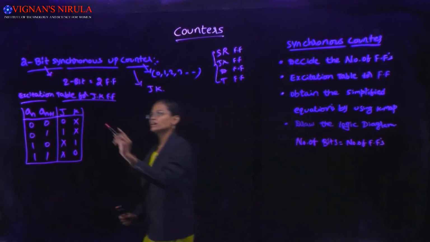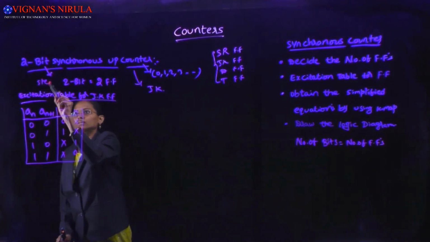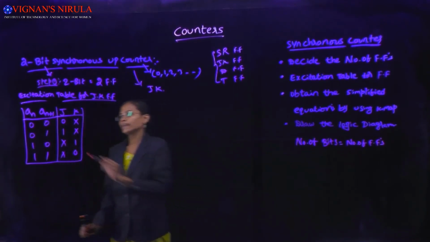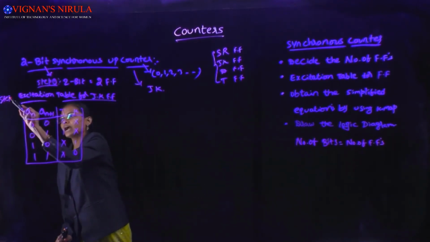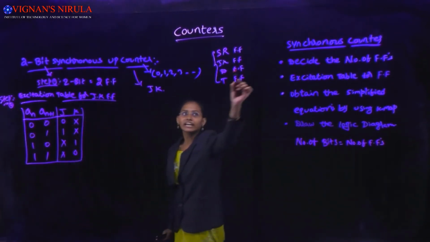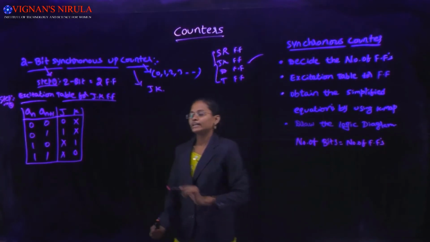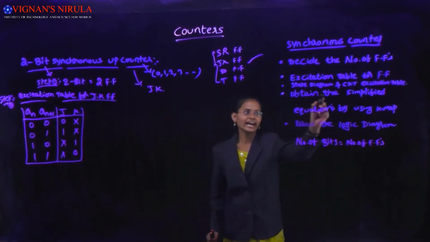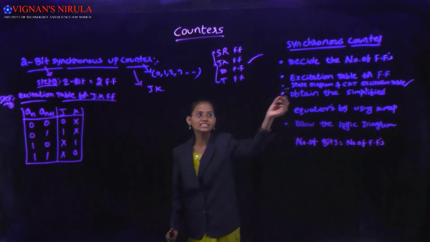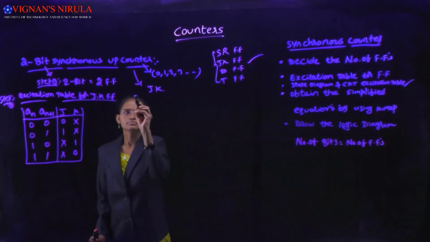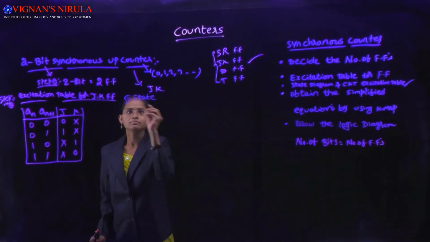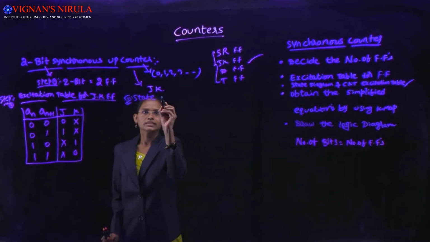So this is the first step. Step 1 is to find out the number of flip-flops. And next second step is excitation table for that flip-flop. Here we are using the JK flip-flop. Okay. And next here state diagram and circuit excitation table. Draw the state diagram. This is the third step, the state diagram.